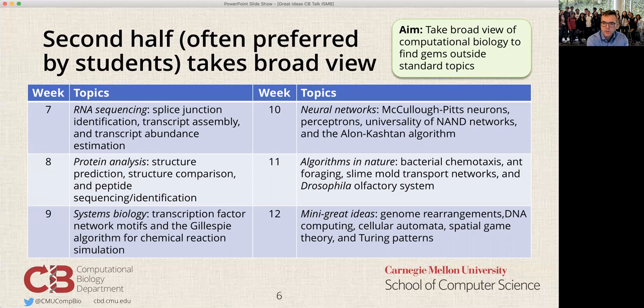They may not be the most typical topics to cover in an introductory course, but we thought that there were some beautiful ideas presented in these. So certainly RNA sequencing is very standard, and protein structure prediction and analysis too, but we want to profile ideas from systems biology. We want to talk about the foundations of neural networks. We want to point out this wonderful field of algorithms in nature and show how natural algorithms, how do we infer what algorithms different natural systems are using to solve problems.